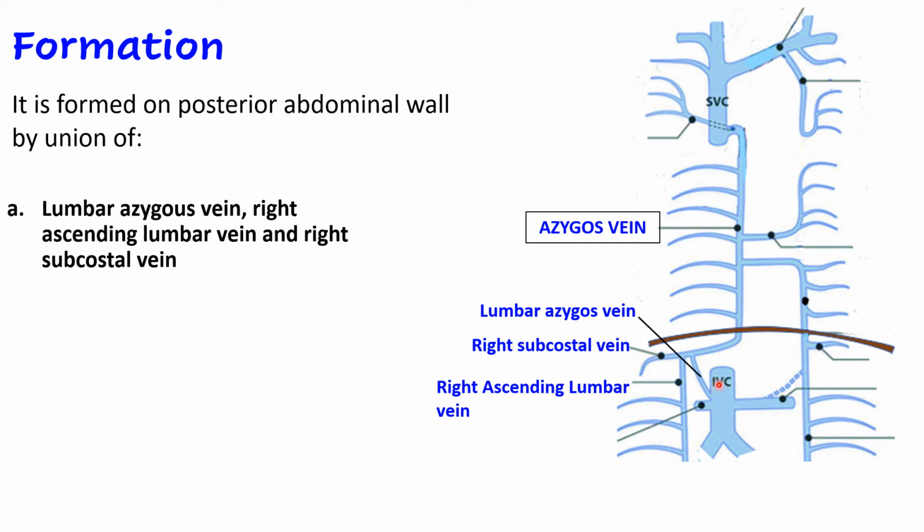Now here we can see this is inferior vena cava, which all of you must be knowing is formed by joining of two common iliac veins. And here we can see the renal veins also. This is the left renal vein and this is right renal vein. Now if we see here, we can see the three formative tributaries of azygous vein, and they are, this is lumbar azygous vein, this is right ascending lumbar vein, and this is the right subcostal vein.